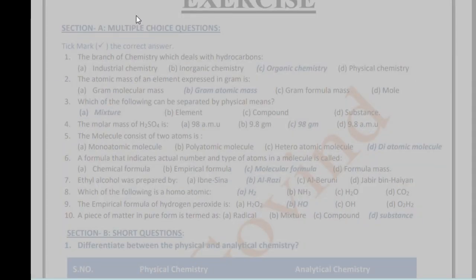Exercise. Section A, Multiple Choice Questions. Tick mark the correct answer. 1. The branch of chemistry which deals with hydrocarbons is: A. Industrial chemistry, B. Inorganic chemistry, C. Organic chemistry, D. Physical chemistry. 2. The atomic mass of an element expressed in gram is: A. Gram molecular mass, B. Gram atomic mass, C. Gram formula mass, D. Mole.